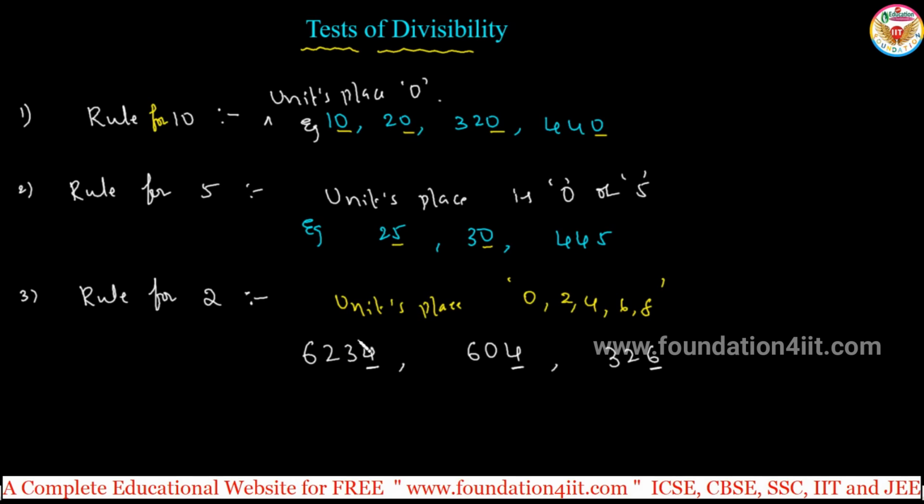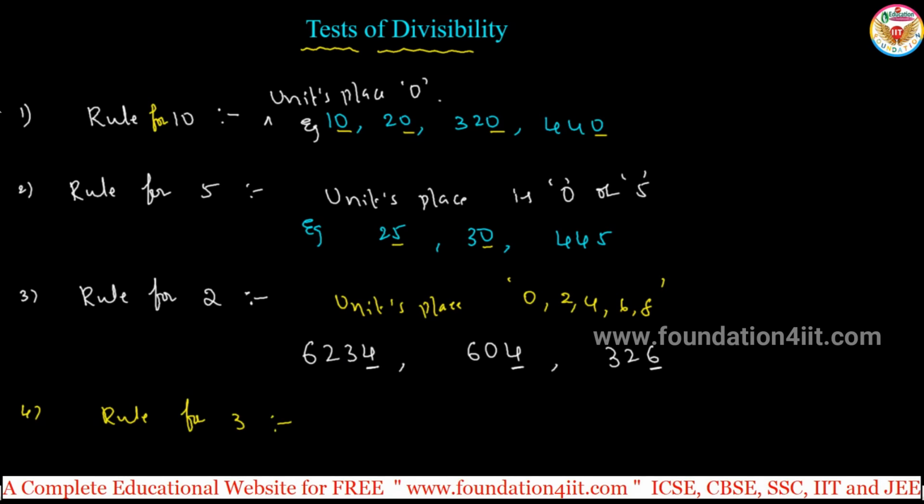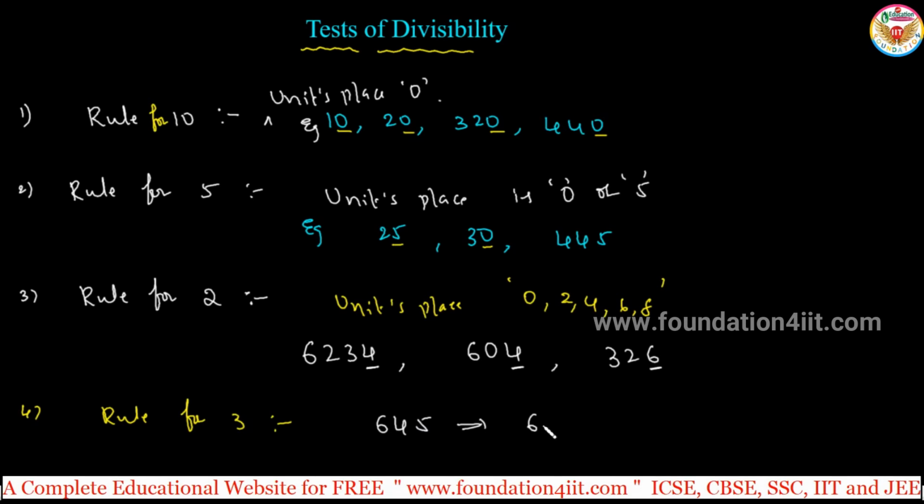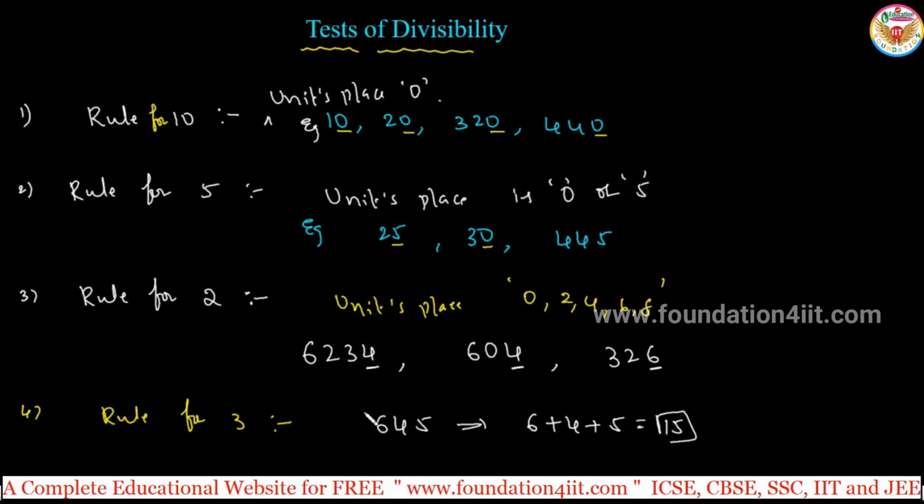Right? And the rule for 3 and 9. First let me show the rule for 3. Divisibility rule for 3: if the sum of the digits is divisible by 3, then that number is divisible by 3. Let's take 645. In this, 6 plus 4 plus 5 is 15. Since 15 is divisible by 3, 645 is also divisible by 3.